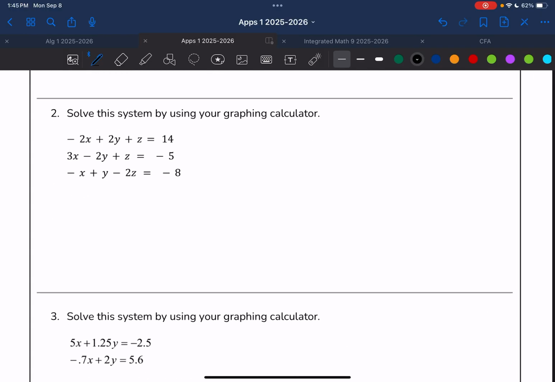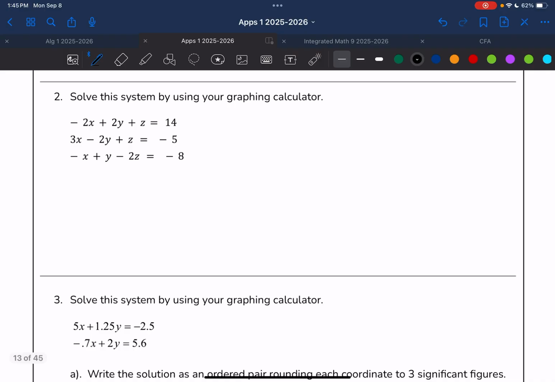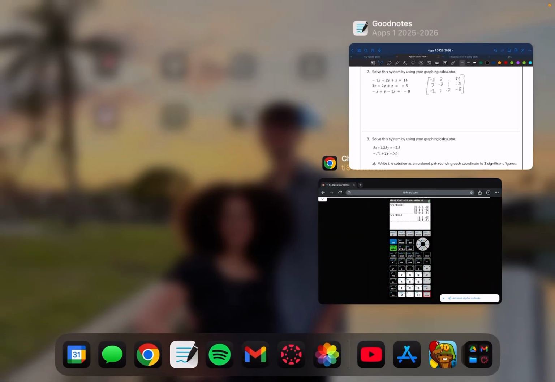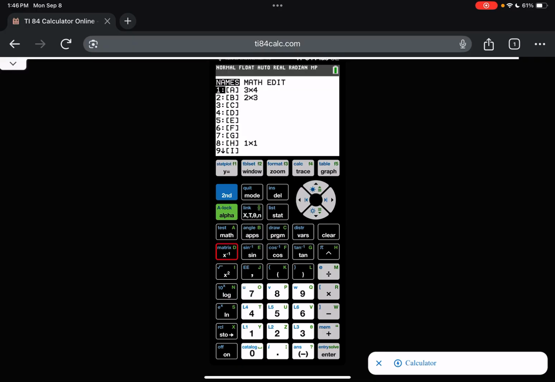All right, now I'm going to do the same thing here, but now with a system with 3 variables in it. So I can go negative 2, 2, 1, 14. 3, negative 2, 1, negative 5, negative 1, 1, negative 2, negative 8. All right, I just need to plug that into the calculator here. Second matrix, I'm going to go and edit. I'll use matrix 1 since it's already the right dimensions.